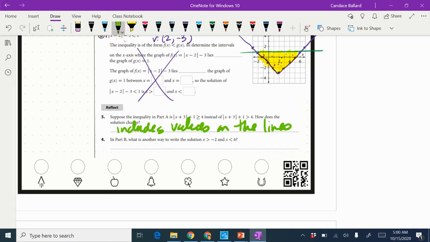All right, in part B, what is another way to write the solution of x greater than -2 and x less than 6? So this goes back to writing our inequality notation that we learned in the last unit. You want to write the sandwich notation because this means and. So we can write it as -2 less than x less than 6. That's just a fancy way of writing this exact same thing. Both are acceptable notations for the test.